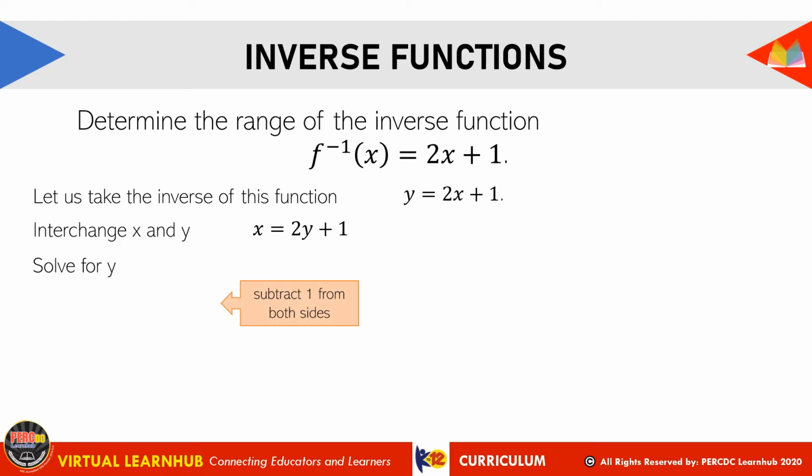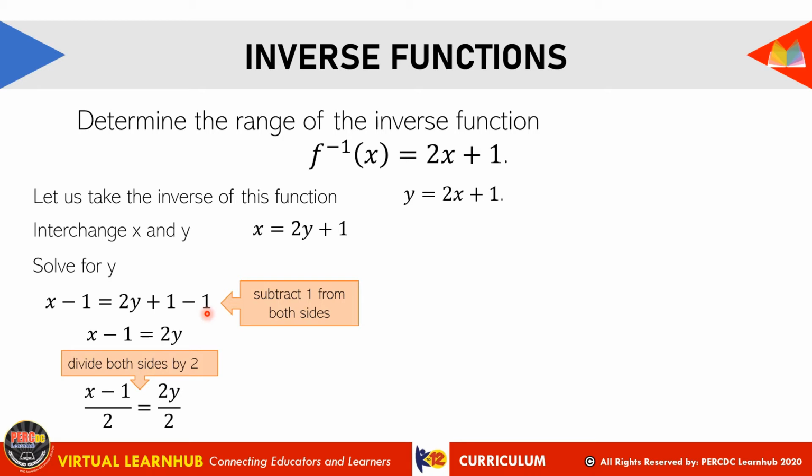We subtract 1 from both sides, we will have x minus 1 equals 2y plus 1 minus 1. When we combine positive 1 and negative 1, it will become 0. Thus, we have x minus 1 equals 2y. We divide both sides by 2. We have x minus 1 all over 2 equals 2y over 2, and cancel 2, thus giving us y equals x minus 1 all over 2.